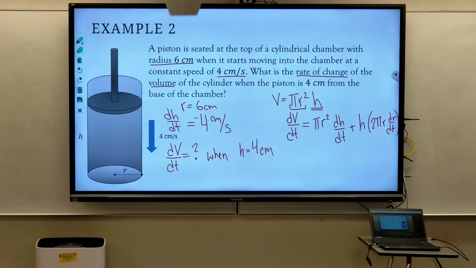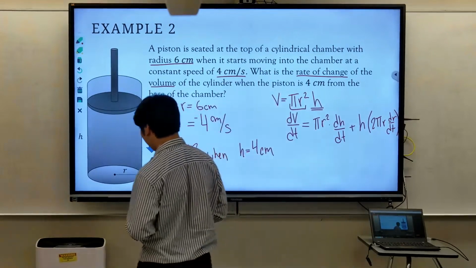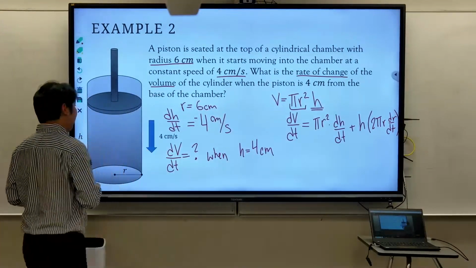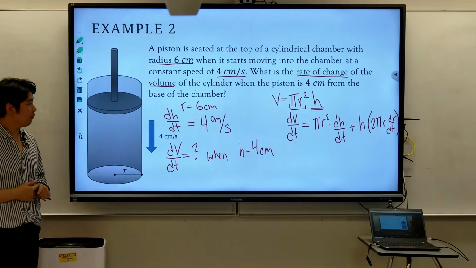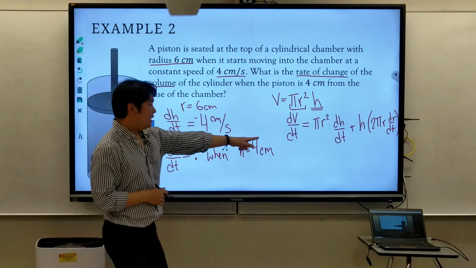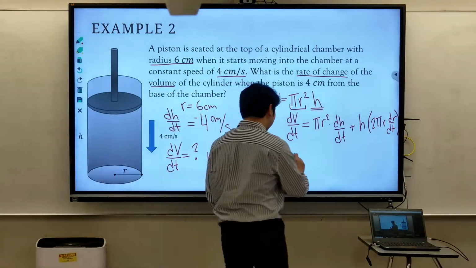So this was my step of the problem: differentiate that equation that related all of my variables. Fourth step said, plug in all of my known values. dV/dt, I'm looking for that, so I can leave that alone. That's my end goal.